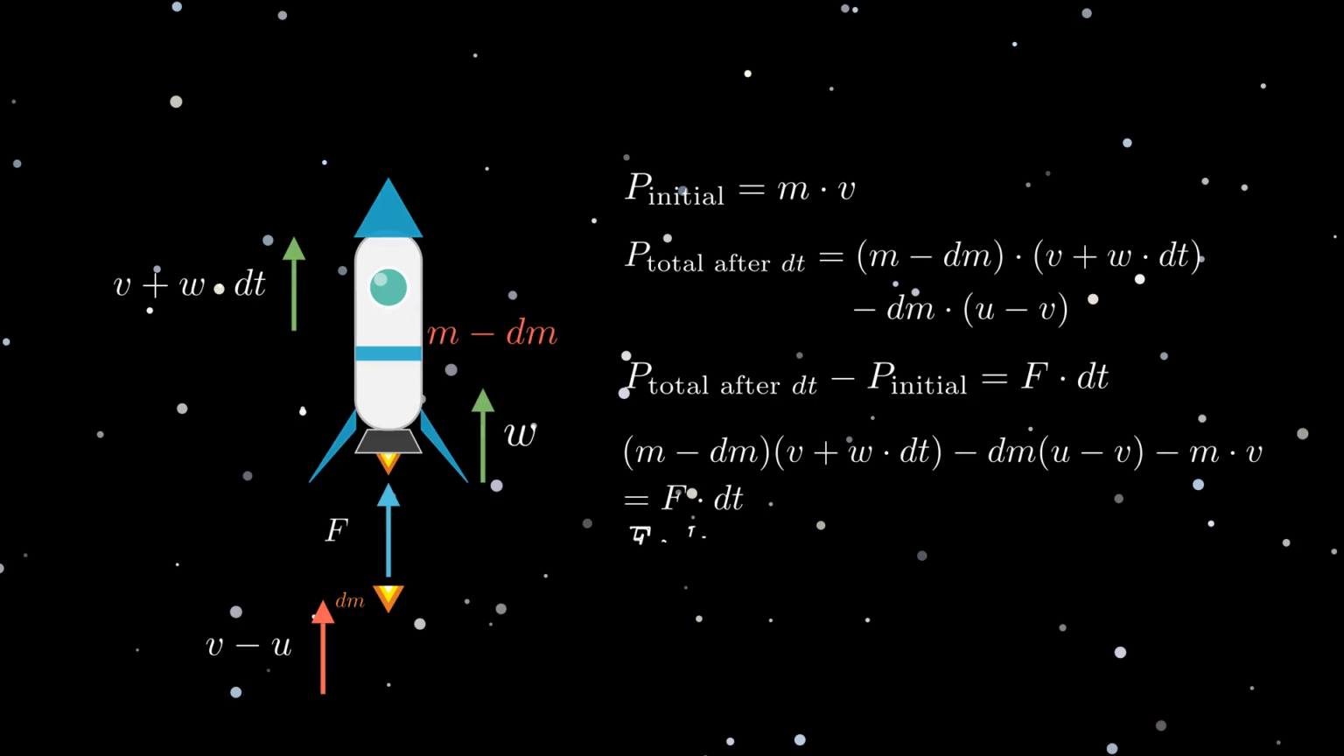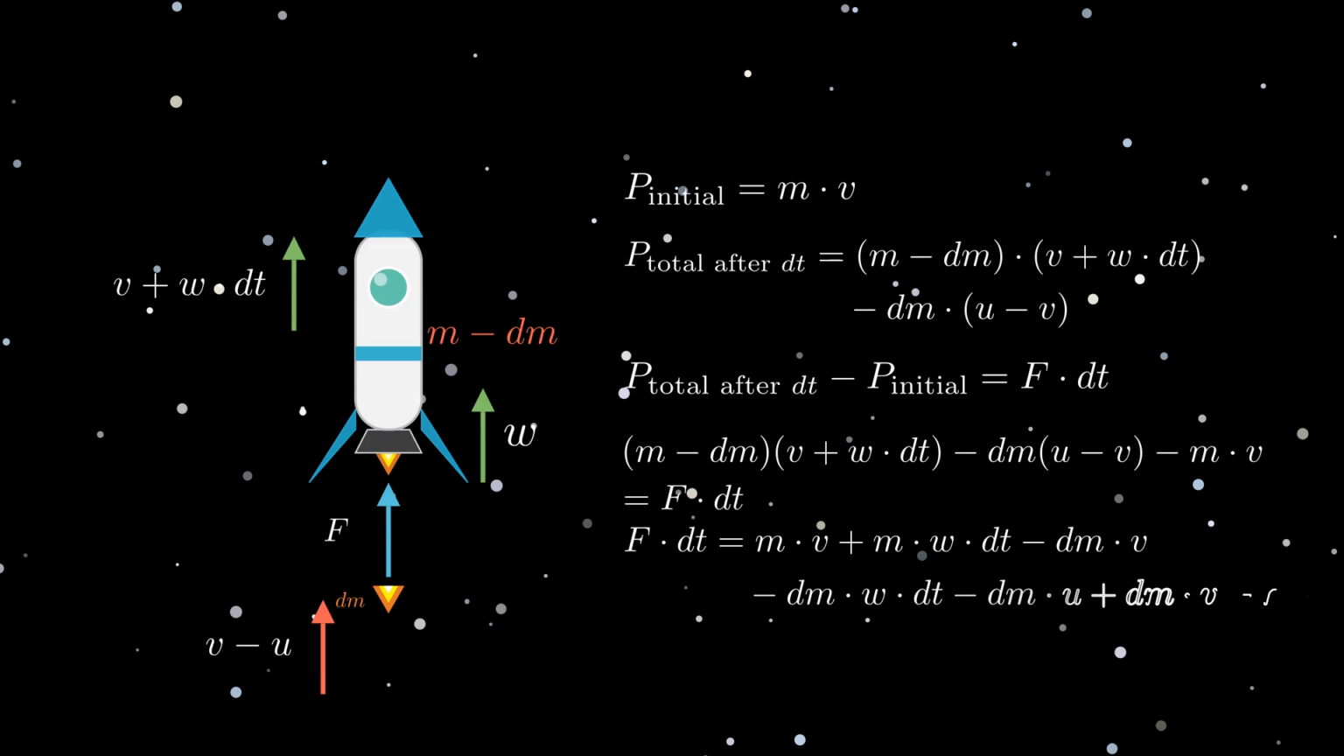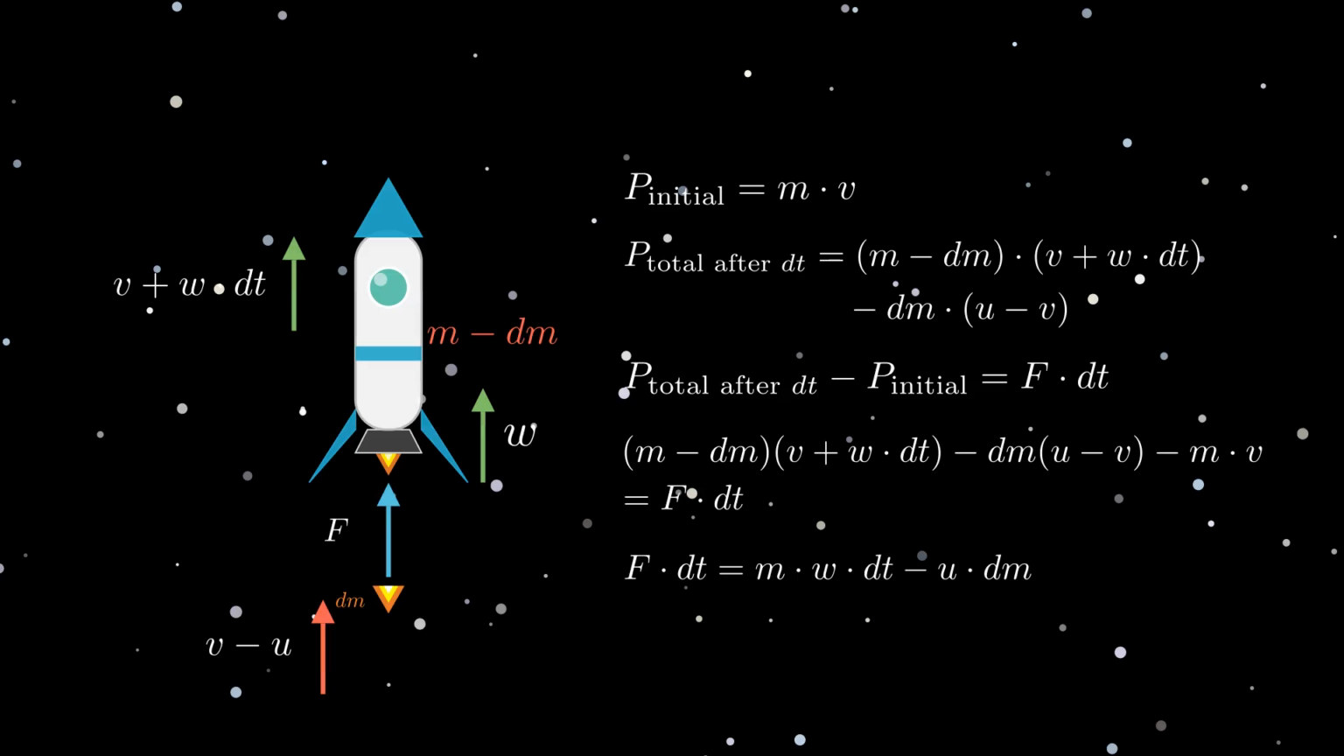Now let us expand the terms. We get mv plus mw into dt minus v dm minus dm into w into dt minus dm into (u minus v) minus mv is equal to F dt. The terms mv cancel. The product dm into dt is extremely small, so we neglect it. After simplification, we get the equation m into w into dt minus u dm is equal to F into dt. Now if I divide the entire equation by dt, we get m w minus u into dm by dt is equal to F.